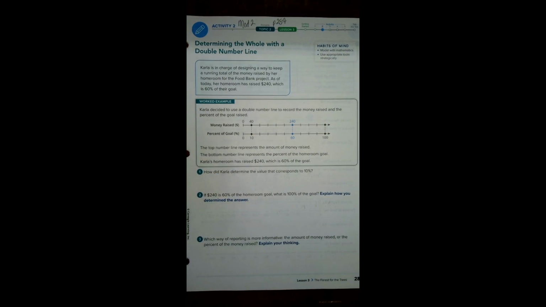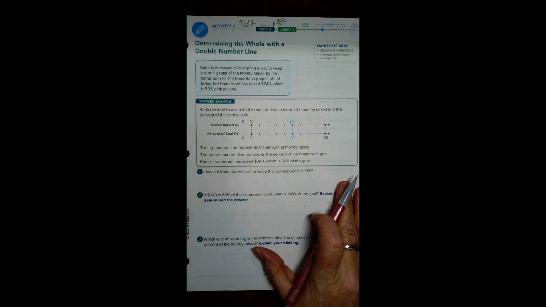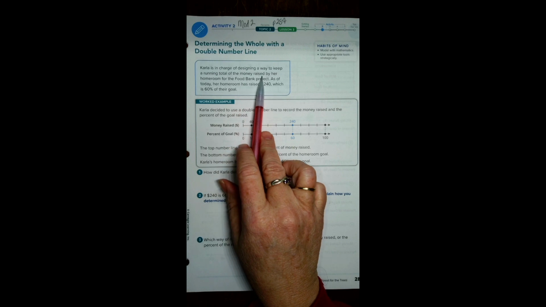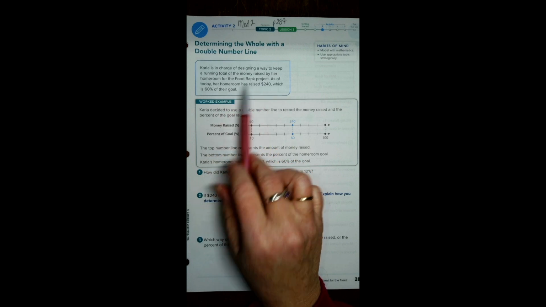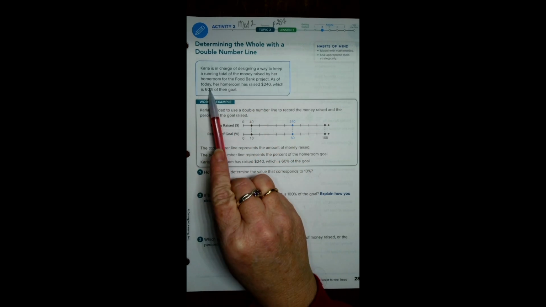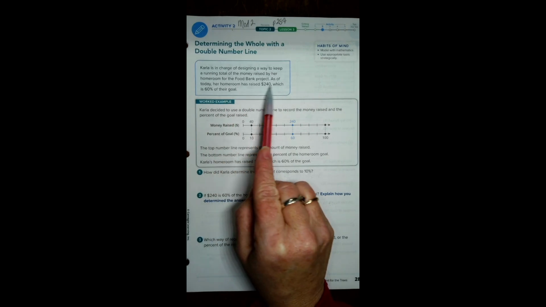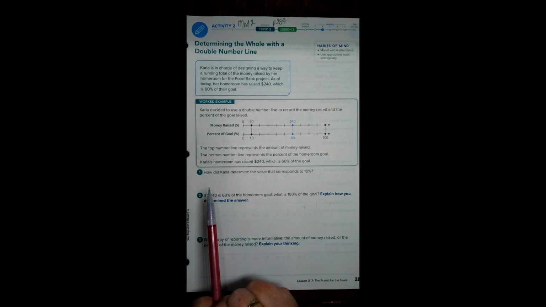Determining the whole with a double number line. So we're going to circle back to double number lines. We did those previously. Carla is in charge of designing a way to keep a running total of money raised by her homeroom for the food bank project. As of today, her homeroom has raised $240, which is 60% of their goal.